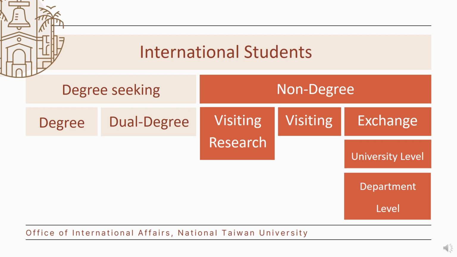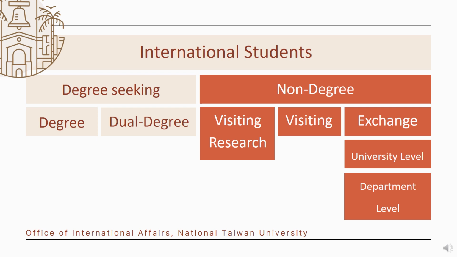The first one is the exchange students. The exchange students are from our partner universities, and the partner universities are assigned by different levels of contract. If the partner university contract is signed at the university level, then the exchange students coming through this contract are the exchange students at the university level. But if their contract was signed at the department level or the college level, then those students coming through that contract are the department level or college level exchange students.